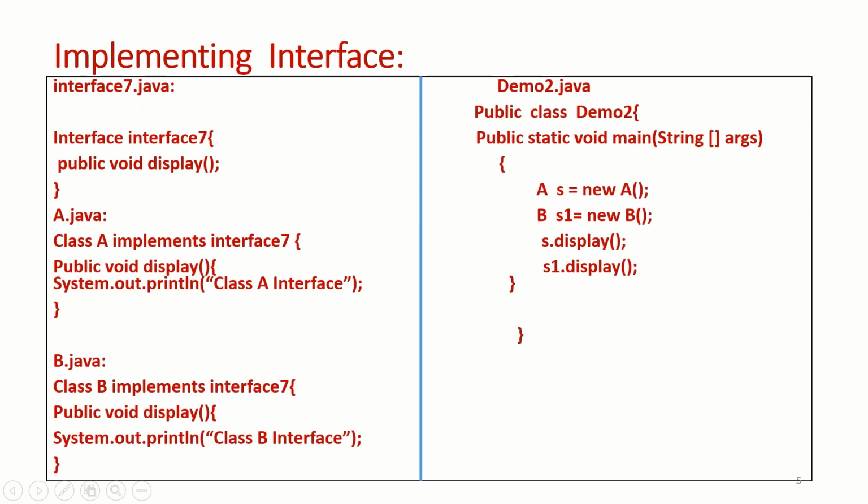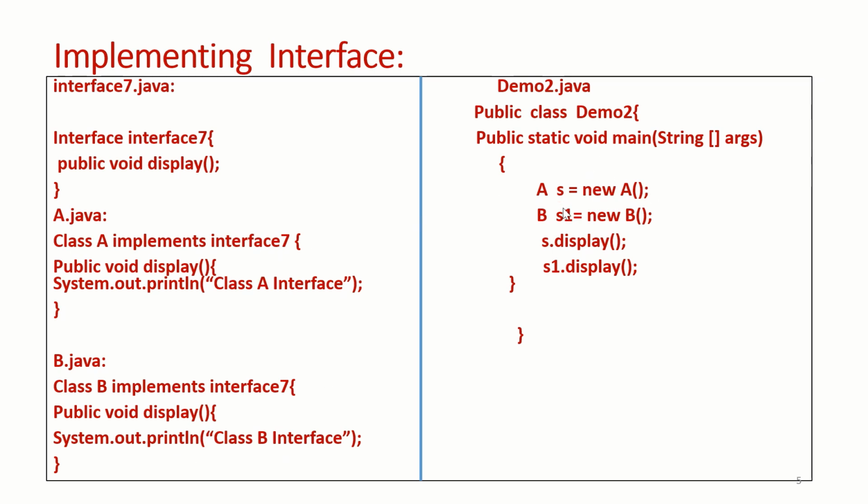This is another example for implementing the interface. This example is similar to the previous example. The difference is that here the two classes, class A and class B, implement the same interface 7. So class A implements interface 7, class B implements interface 7. But we can see different implementations in both the classes. So it is an example for two classes implementing the same interface.